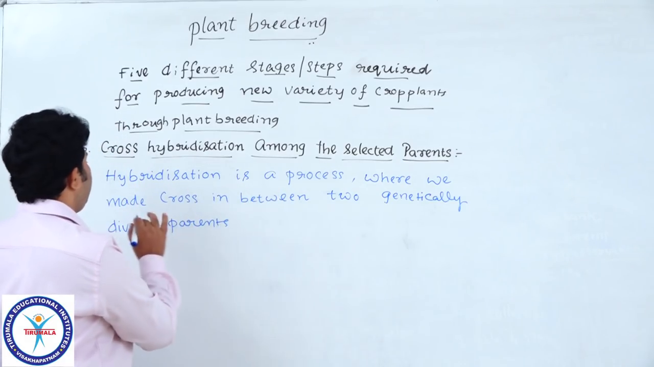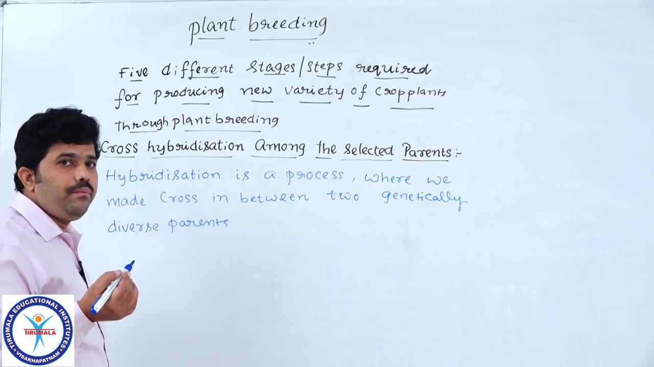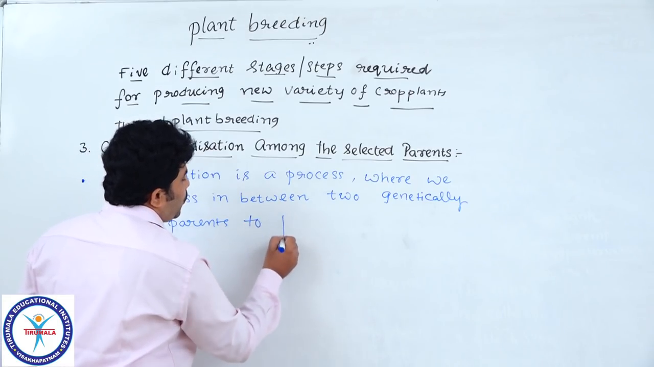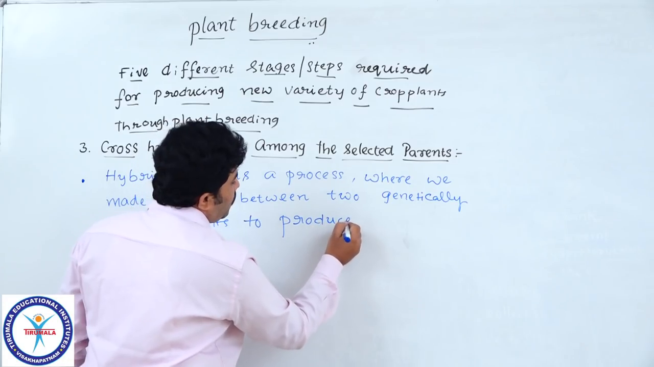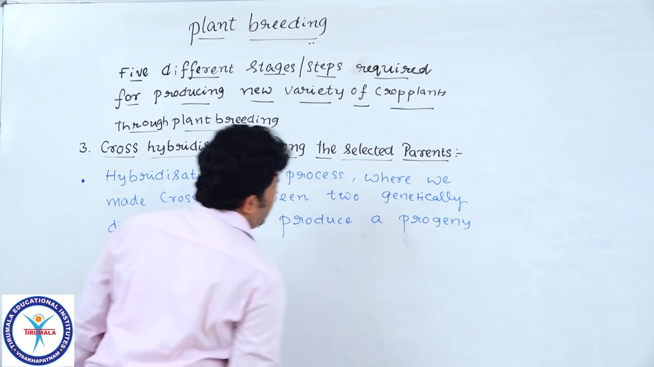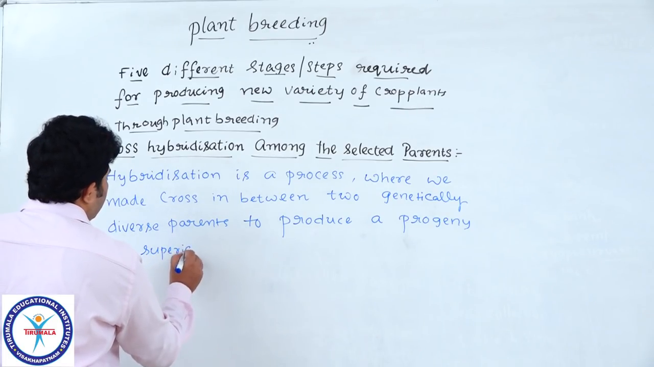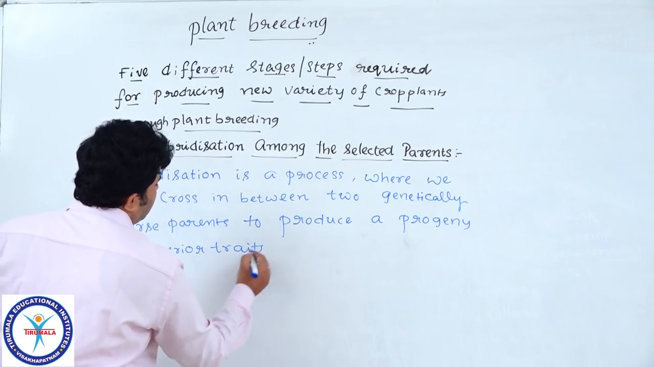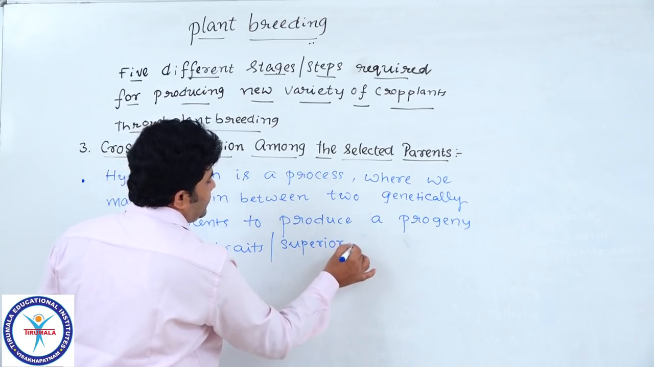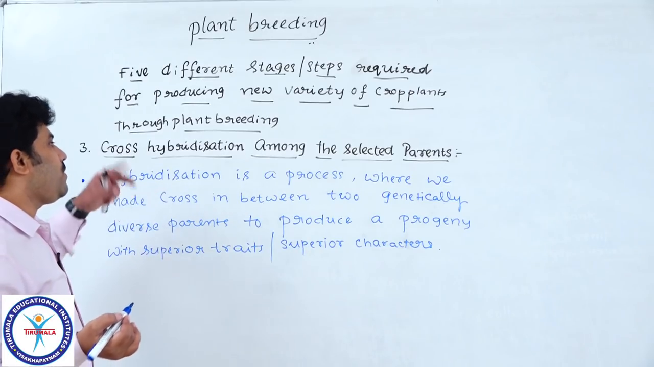Hybridization is a process where we make a cross in between two genetically diverse parents. It means we combine them to form young generations, to produce a progeny with superior traits. What is it, students? With superior traits. Already explained: superior traits are superior or desirable characters. Now, got the point? This is the process we do in between the selected parents that we already selected.